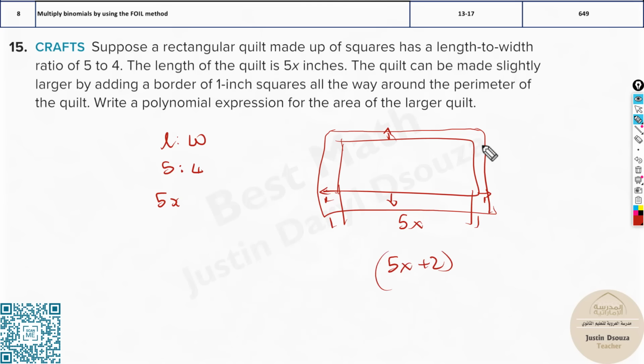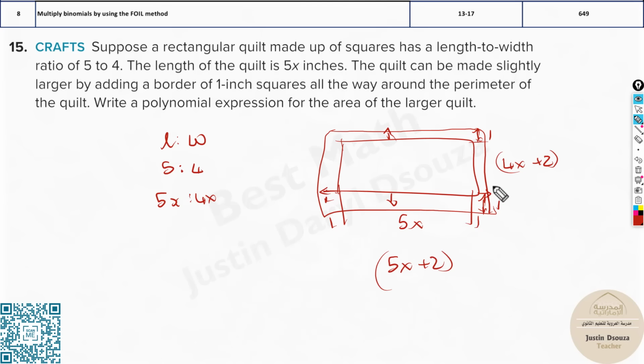This is the length. The width also changes. Now we know the ratio is 5:4, right? If this is 5x, then this should be 4x. So now it will be 4x plus 2 here as well. Why? Because here also there is an addition of 1 and 1.